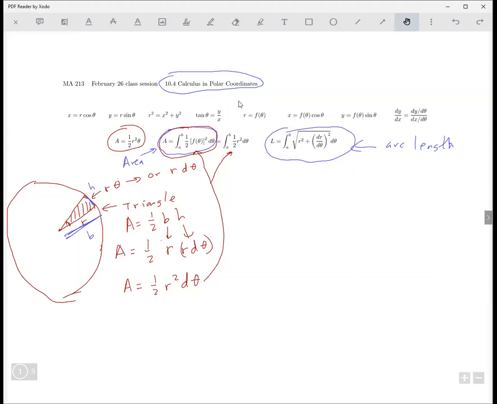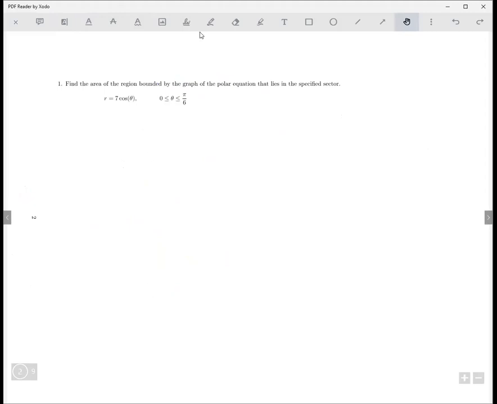The context is usually that your r is equal to f of theta. For example, here with number 1, your r is 7 cosine theta, so this is f of theta. It says find the area of the region bounded by the graph of the polar equation that lies in the specified sector, when theta goes from 0 to pi/6.